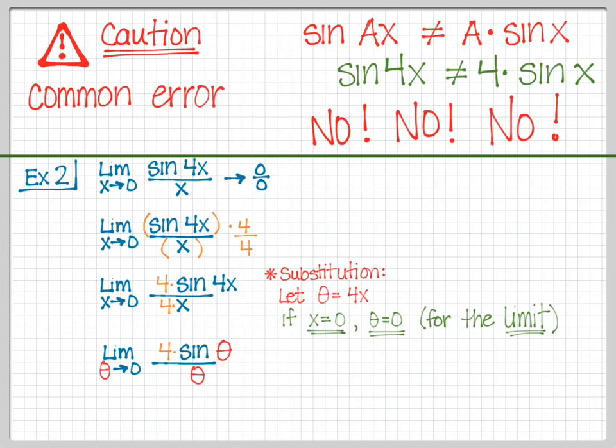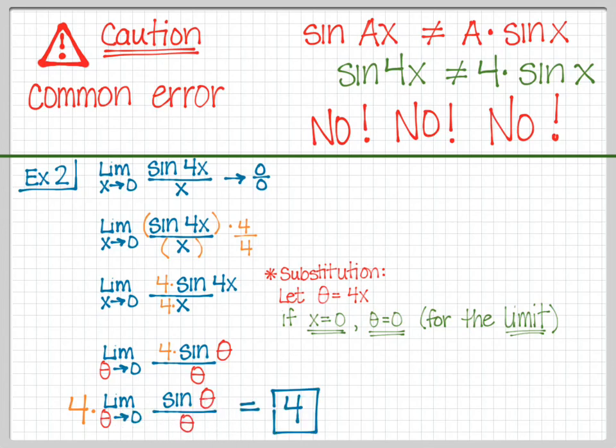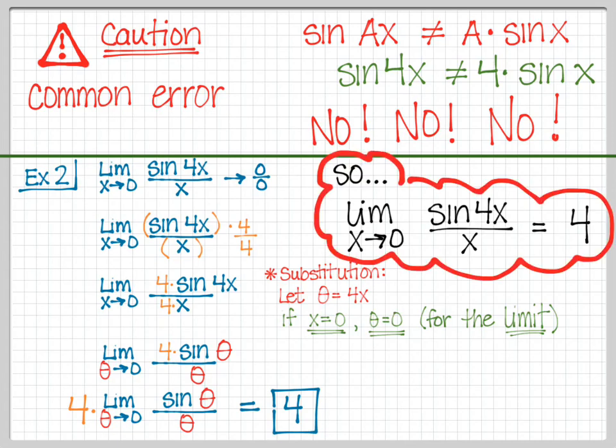We're going to pull that 4 out in front. And so now this, we know, is just 1, because the limit as the angle goes to 0 of sine of the angle divided by the angle equals 1. So we're going to have 4 times 1, which is just 4. And now we make our final statement, which is, we want to write it nice and clear and neatly, that this is what we're saying, and this is the justification for it.